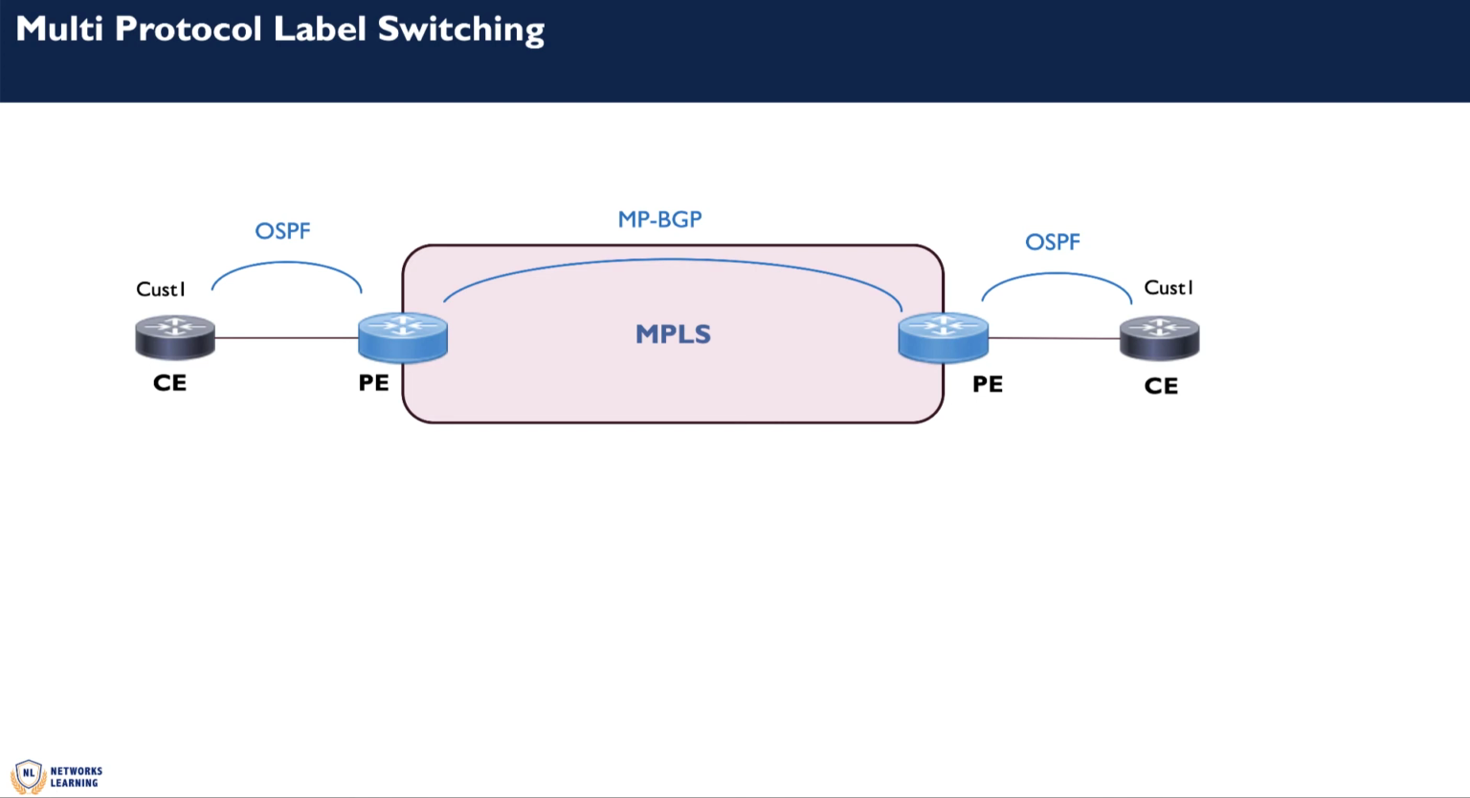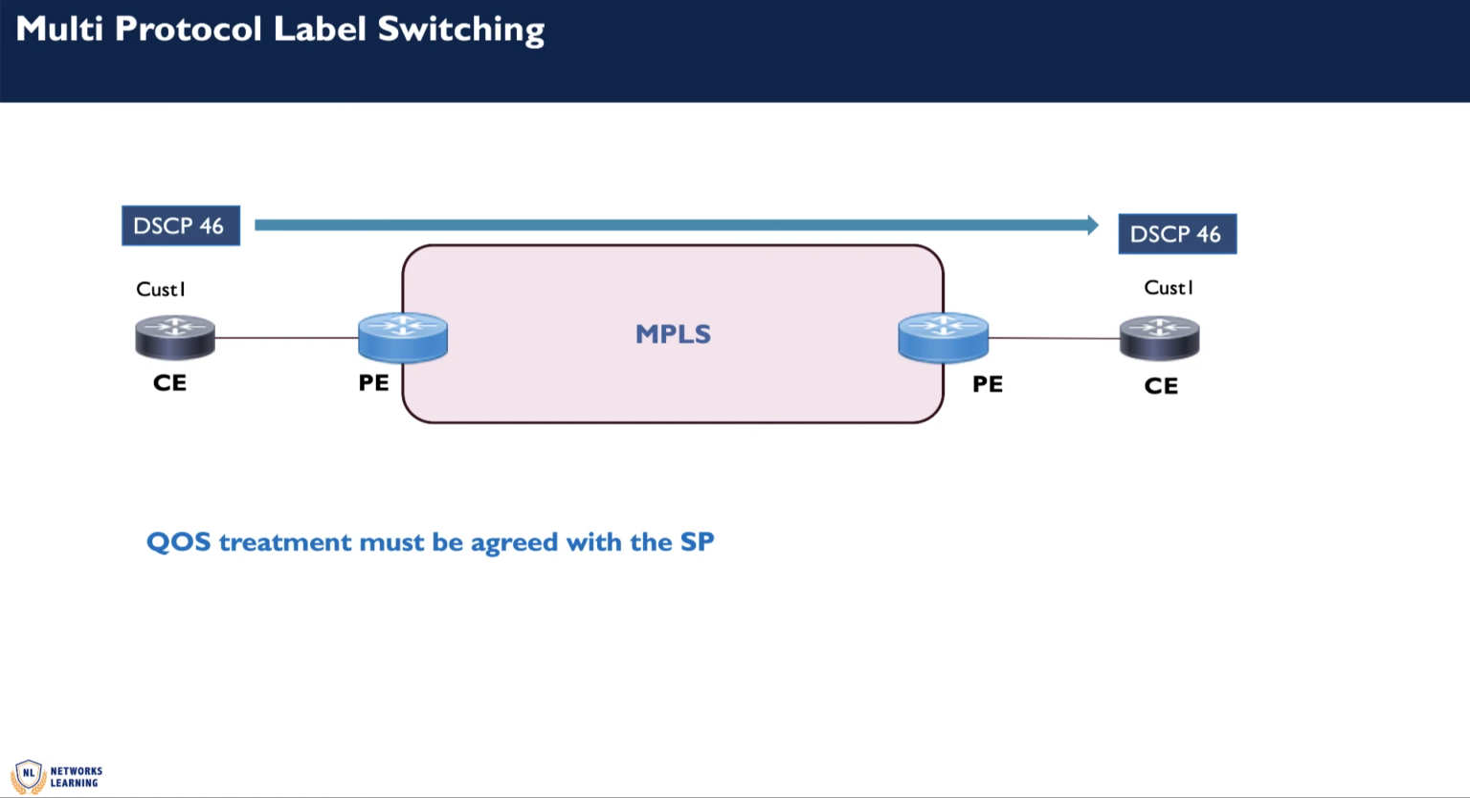So if you're using OSPF between the customer 1 CE and the first PE on the left, you can use the same on the right side, or you could use a different IGP such as EIGRP. What needs to happen in every PE when you have two different routing protocols is redistribution. So in every PE, OSPF will be redistributed into BGP and vice versa. And this is how you will achieve full end-to-end connectivity between customer 1 CEs. Quality of service is also supported in an MPLS backbone, but this has to be agreed with the service provider.